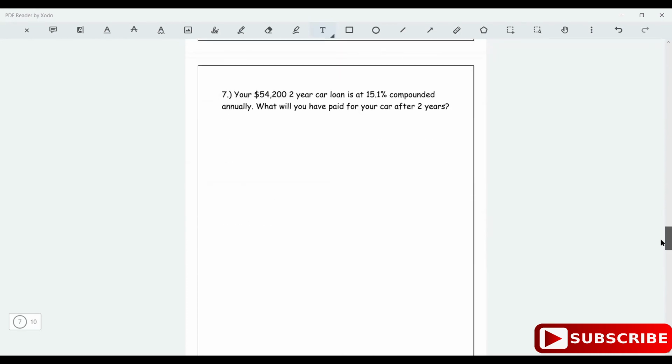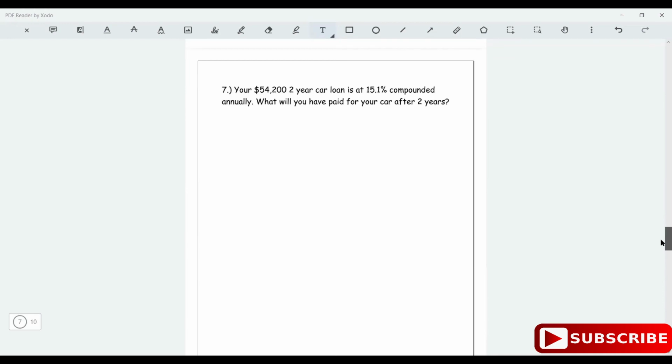It says your $54,200 two-year car loan is at 15.1% compounded annually. What will you have paid for your car after 2 years? So principal, the amount of money you borrow for your car loan, is $54,200. And the interest rate is crazy. That says 15%, a whopping 0.151. That's crazy. And it is compounded annually. So n is equal to 1. And we want to see how much it is worth in 2 years. So let's find that out.